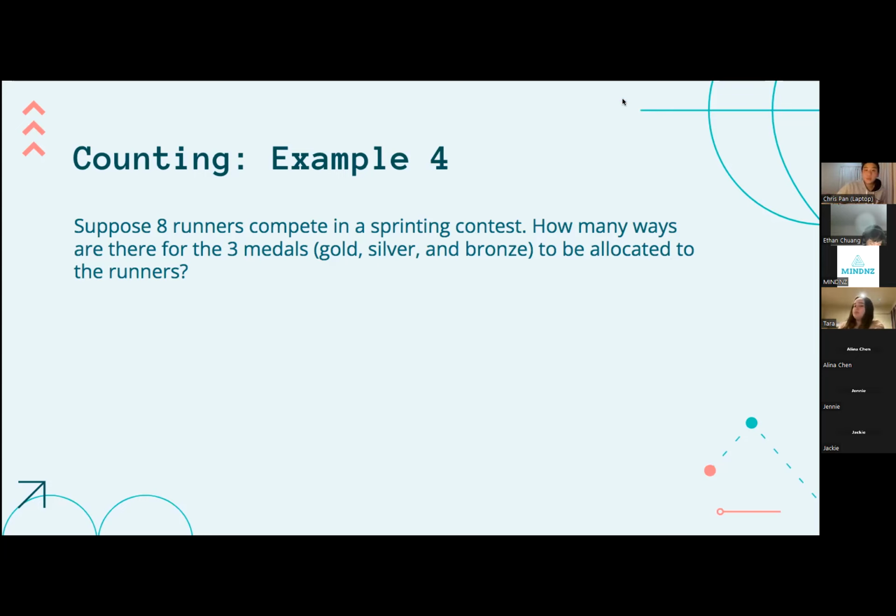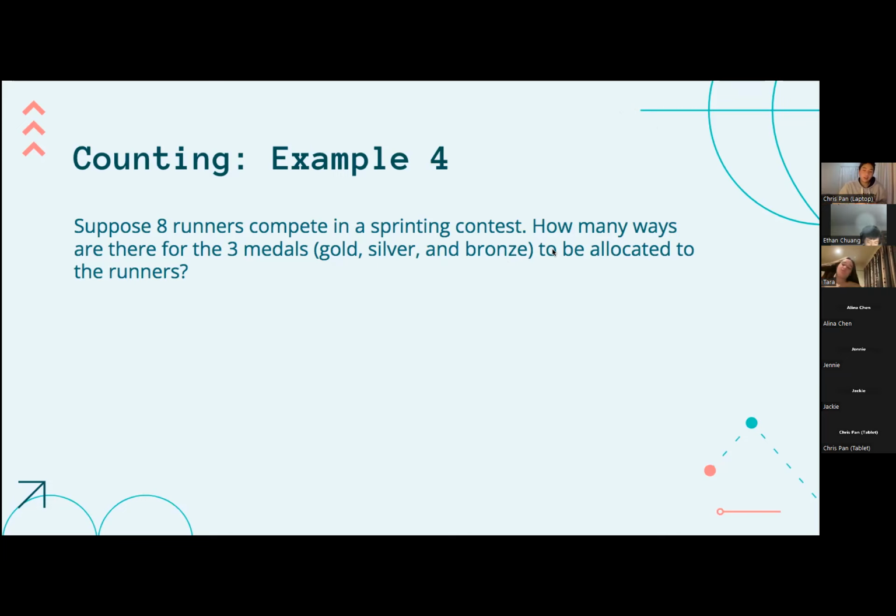Okay, let's go with the answer now. I got some pretty good responses from some people. So again, we're going back to the idea of considering the first element, in this case, the first placer. Since there are eight runners, there are eight people who could get first place, right? Any of them could get first place. After we've decided that, let's look at who gets silver, second place. One person already got gold, so there are seven people who can get silver, and then six people who can get bronze.